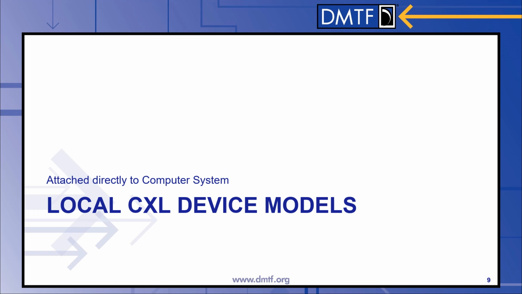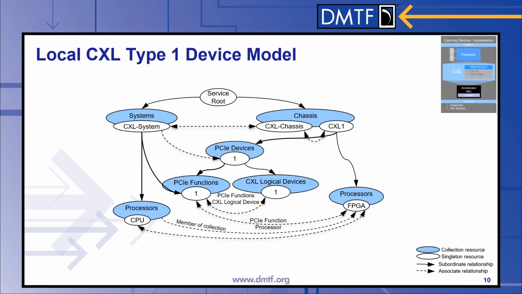Next, we'll go into the local CXL device models directly attached to a computer system. In this diagram, we show a local Type 1 CXL device that is directly attached to the host CPU. This CXL device has one PCIe function and one CXL logical device.